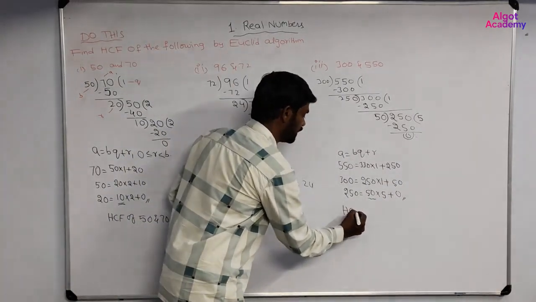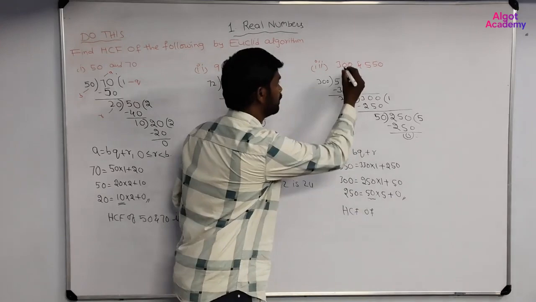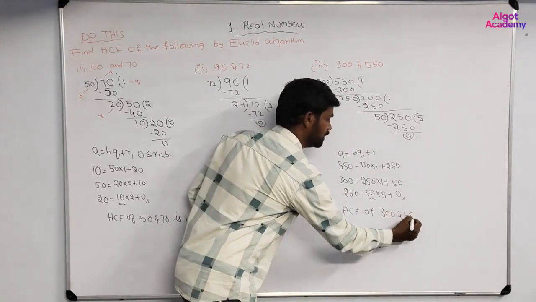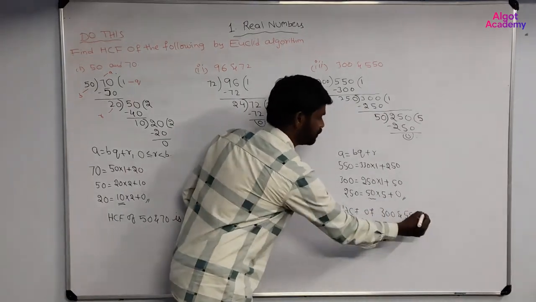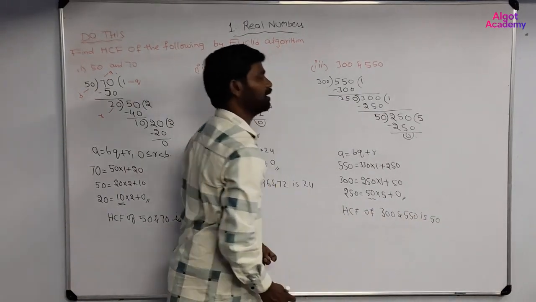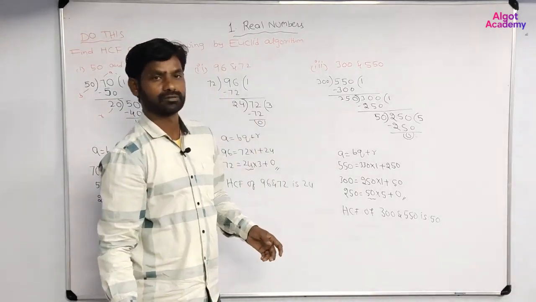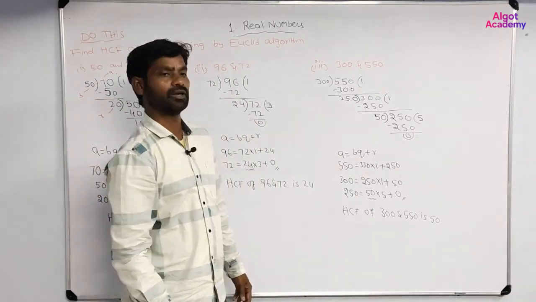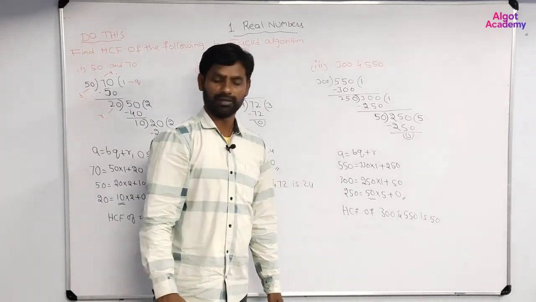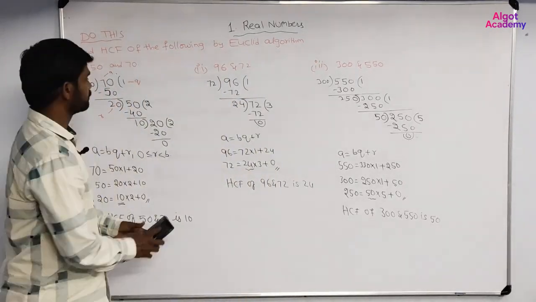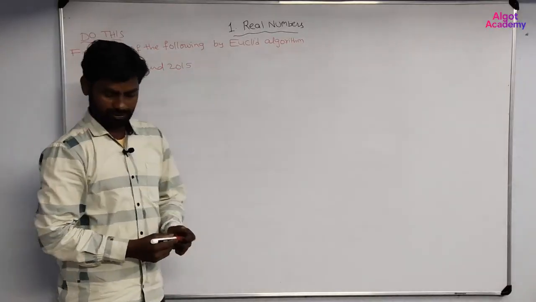Now we can write, HCF of the numbers 300 and 550 is 50. So this is the process of finding HCF by using Euclid's division. Next question.